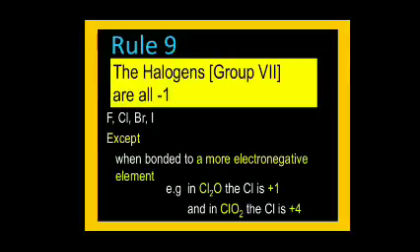The halogens have oxidation number -1. Seventh group elements always show oxidation state -1. Those are fluorine, chlorine, bromine, iodine. When bonded to more electronegative atoms, the oxidation number is positive. Chlorine monoxide, chlorine oxidation state +1. Chlorine dioxide, chlorine oxidation state +4.